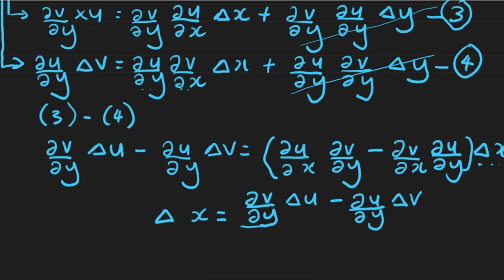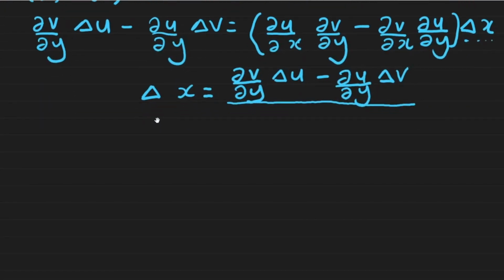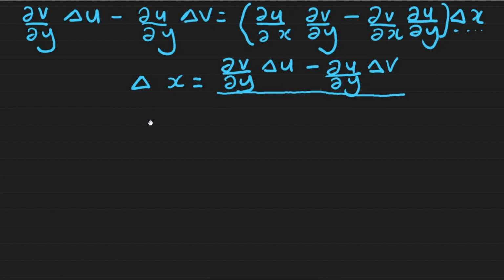Then all this is divided by the term that's on the right-hand side. That will be du/dx times dv/dy minus dv/dx times du/dy.